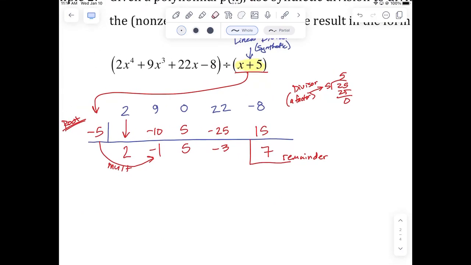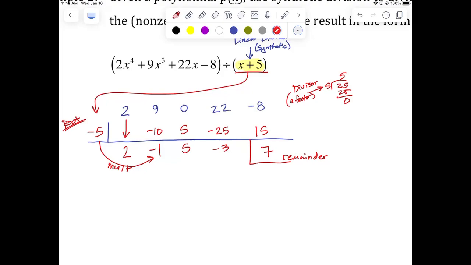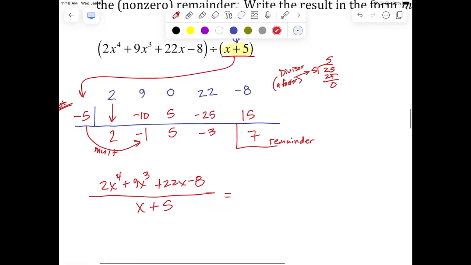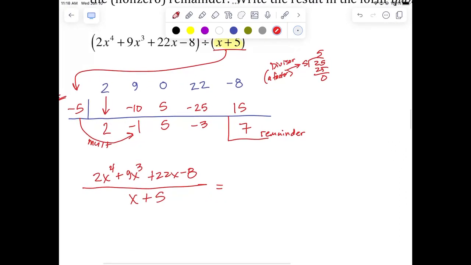We got a remainder of 7, so x plus 5 is not a factor, but we can still write the division as the quotient plus the remainder. So here's what we can say. We can now say that 2x to the fourth plus 9x to the third plus 22x minus 8, sorry, all divided by x plus 5. That could be a function in and of itself. I could graph that on my calculator. It's going to equal what? What is the quotient?